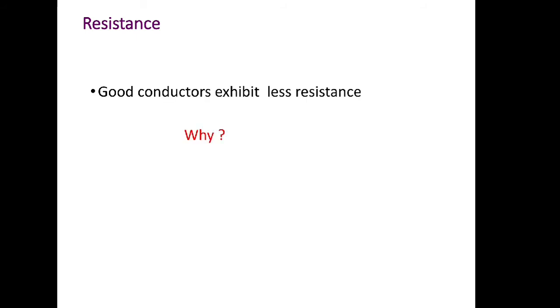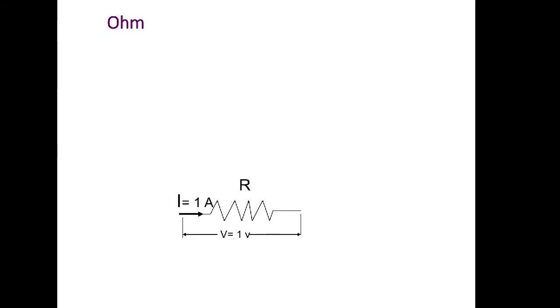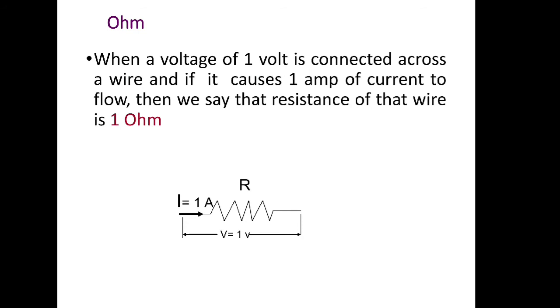Good conductors always exhibit lesser resistance. The reason, as you all know, is that in materials like copper and aluminum the valence electrons are free to move, and therefore such materials, where the valence electrons are fewer than 4, have very good conducting property. For example, when a voltage of 1 volt is connected across a wire, and it causes 1 ampere of current to flow, then we say that the resistance of the wire is 1 ohm.